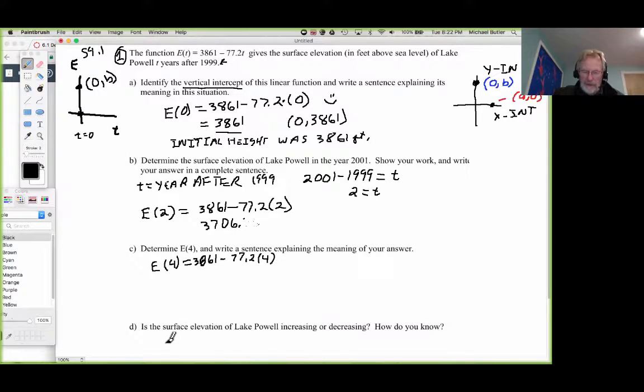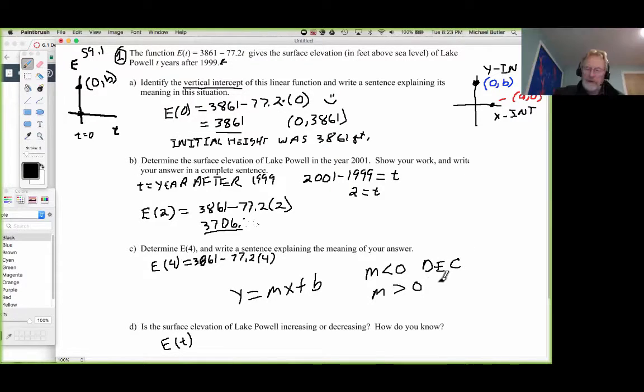Jeez. Okay, so the surface elevation of Lake Powell, increasing or decreasing, and how do you know? All right, so there's 2 ways you can answer that one. Well, we know it's decreasing, and you can see the numbers that you've got here in part B and C. But there's another way of thinking about this. We can rewrite E of t in y equals mx plus b format. In other words, we can put it in slope-intercept form. And we know that when m is less than 0, in other words, when m is a negative number, then we're decreasing. When m is greater than 0, then we know that we're increasing, right? Yeah.